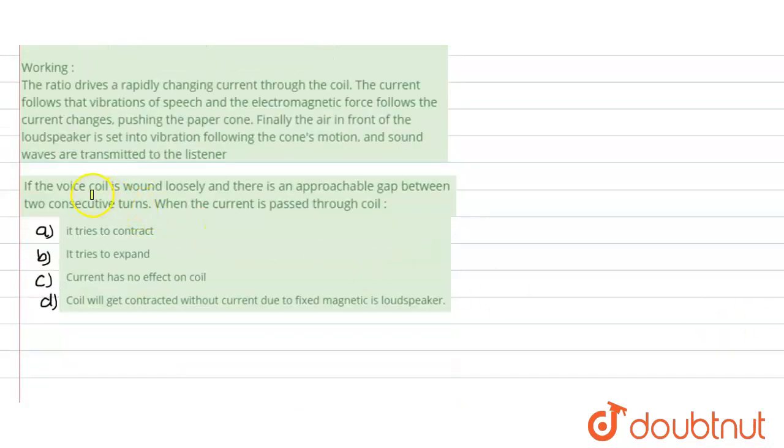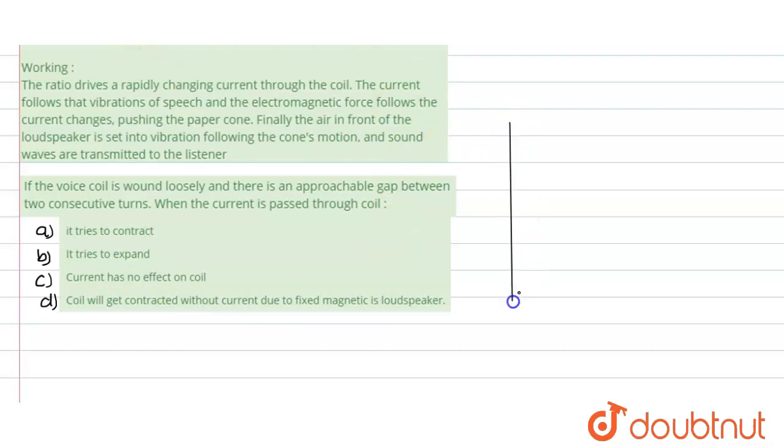Now here what is given? If the voice coil is wound loosely and there is appreciable gap between the two turns, when the current is passed through the coil, then it would try to contract or it would try to expand, or the current has no effect on the coil, or the coil will get contracted without the current due to the fixed magnet in the loudspeaker. Now first of all, we should know one thing.